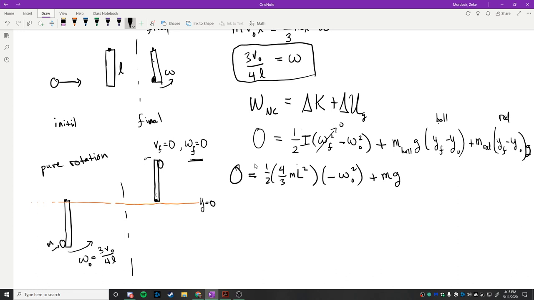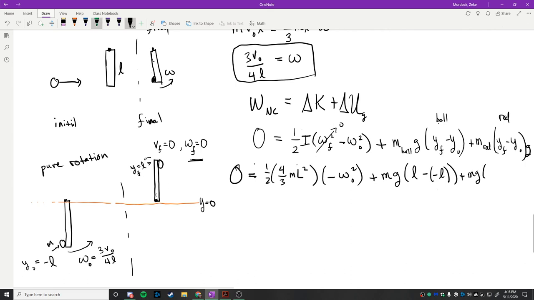Let's call this y equal to 0. What would the y coordinate of this be? Let's say it'd be negative L, right? And the y coordinate of this part would be positive L. So for me, I'm going to put mg times positive L for y final minus negative L. So 2L, we'll get out of that. Plus the mass of the rod multiplied by g and then times y final for the rod.